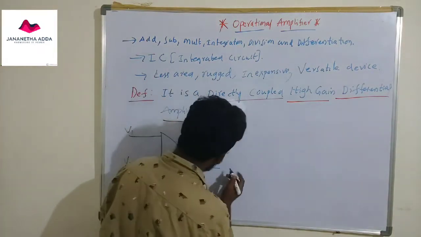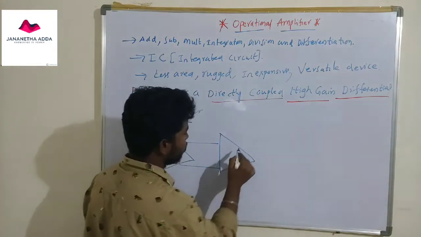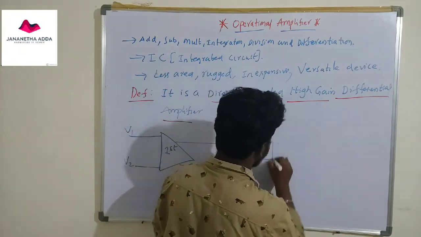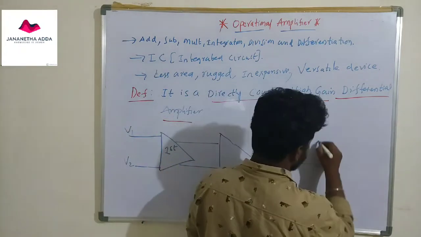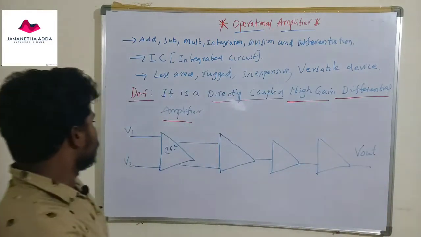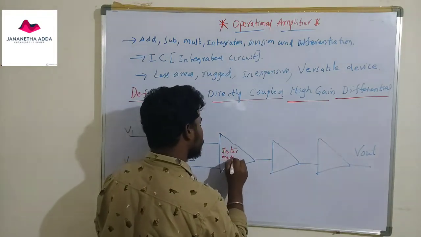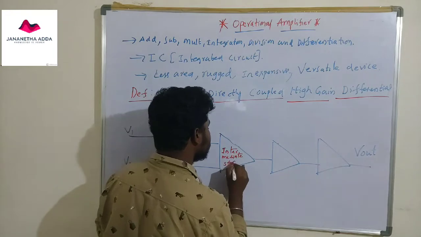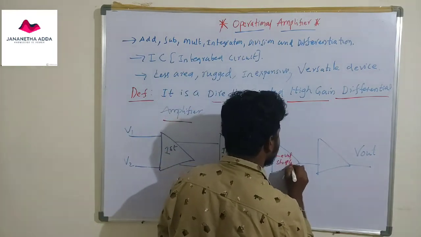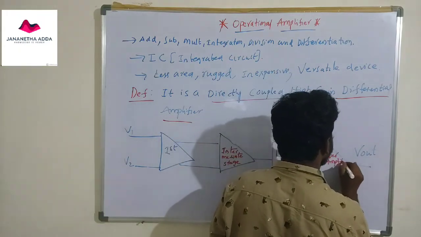It is the first stage of the block diagram. The second is an intermediate stage, the third stage is the level shifter, and the fourth stage is the output, called the power amplifier section.